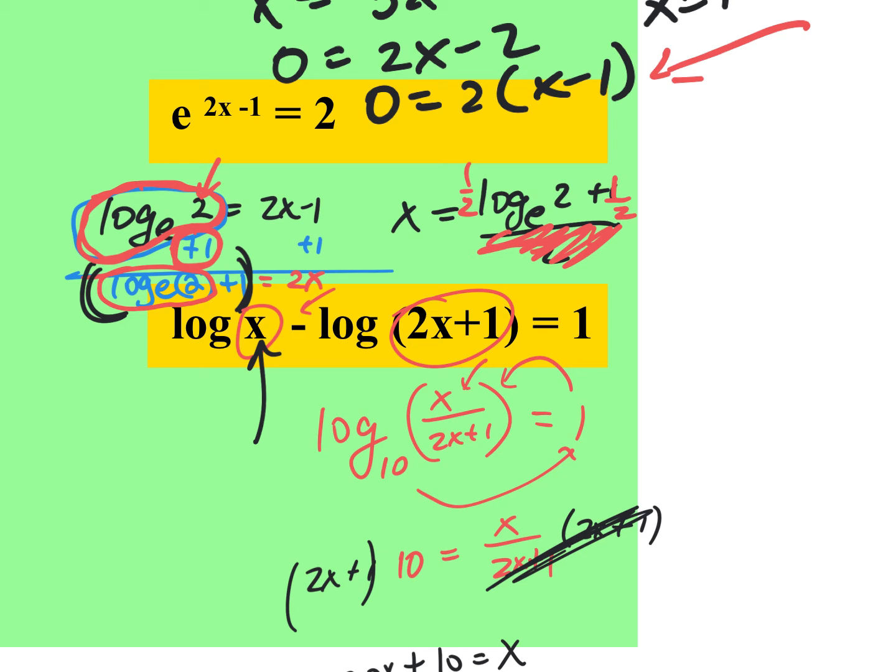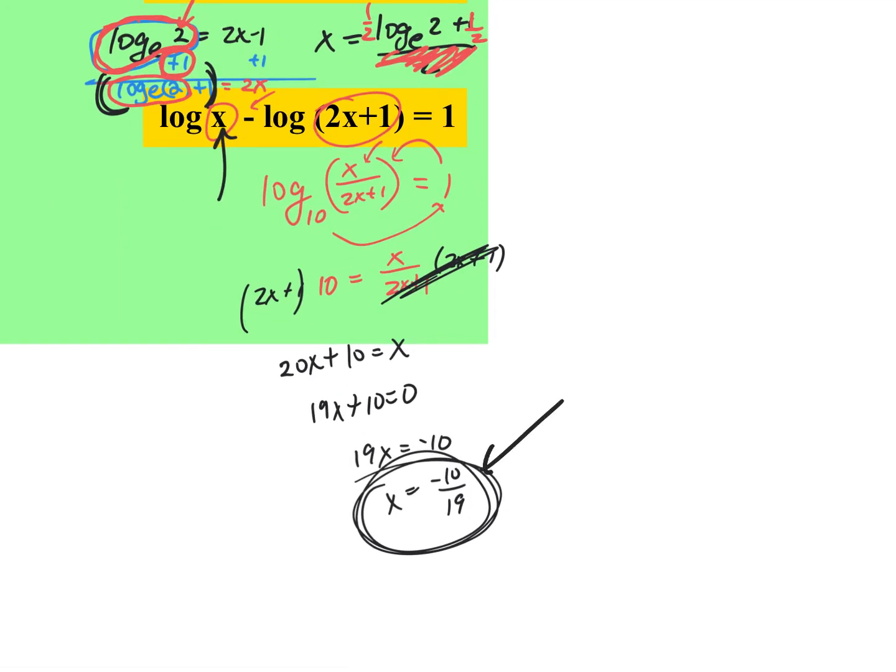Okay. All right. How many of you thought the answer was negative 10/19? Be honest. All right. 3, 4, 5 of you. All right. And it's easy to forget to check it, isn't it?